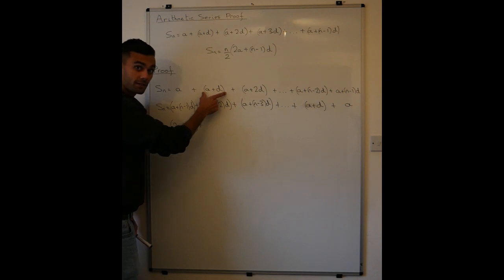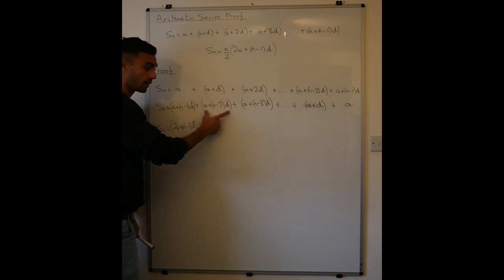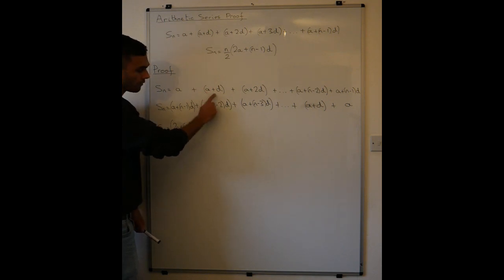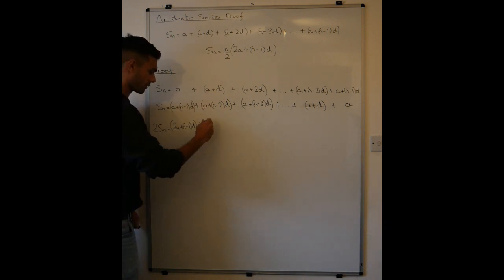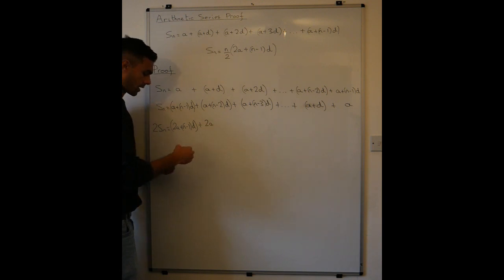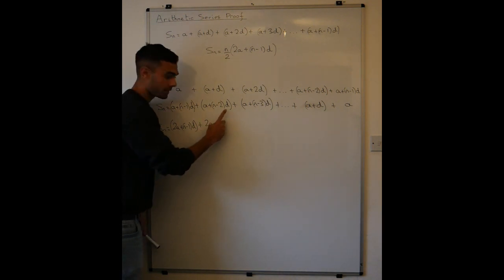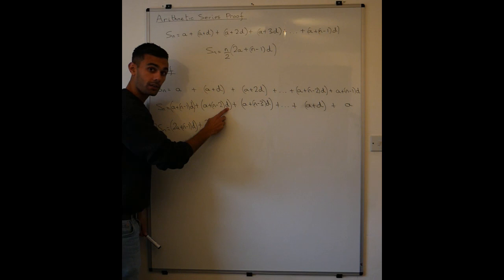And now I'm going to add the second term to the second to last term. Okay, so A plus d plus A plus (n-2)d. Well, if you add those together, again, there are two A's. And then to count the d's, I've got (n-2) d's plus another d. That makes (n-1) d's.